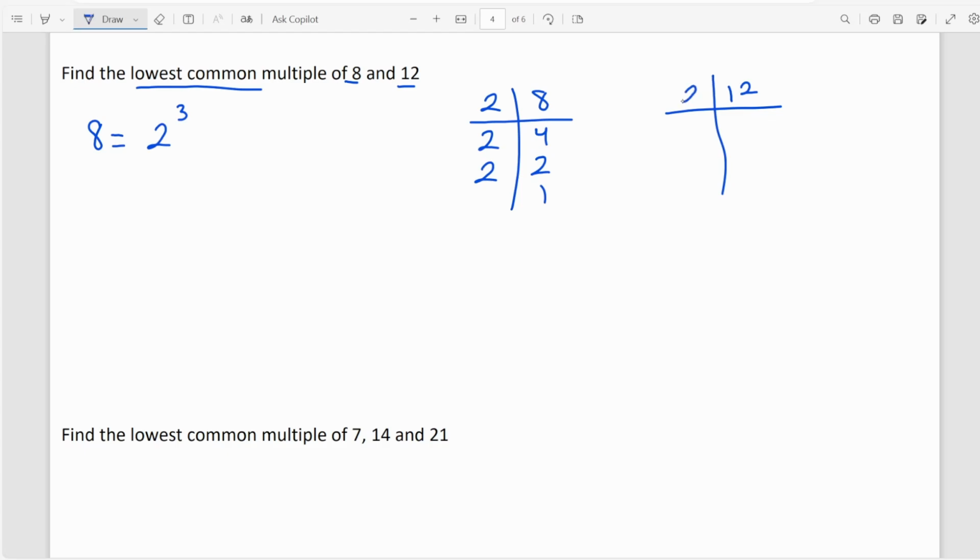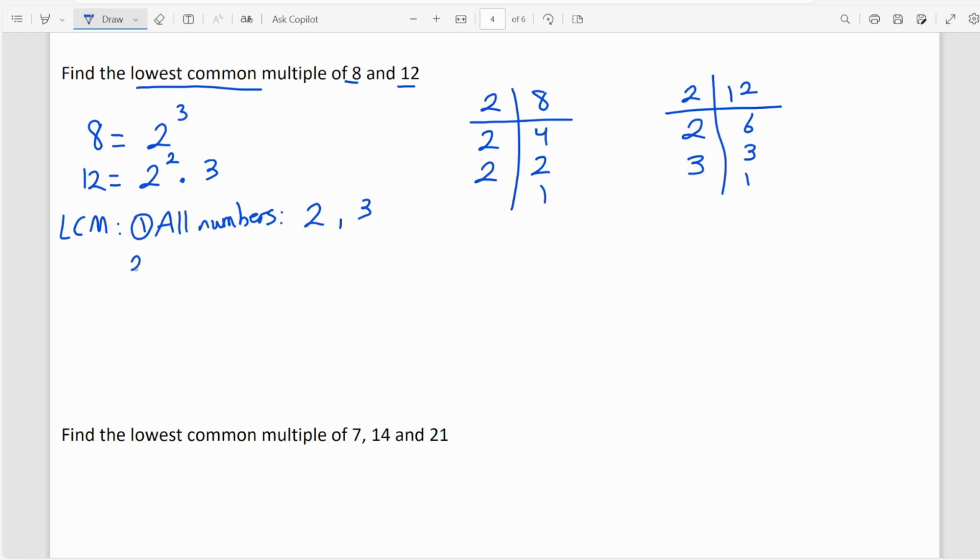Now for 12, divide this by 2, we get 6. Divide by another 2, we get 3. And divide by 3, we get 1. So 12 is equal to 2 to the power of 2 times 3. Now for the lowest common multiple, it's not like the HCF. In the HCF, we used to select the common. Here we select all the numbers. All right, so all the numbers would be 2 and 3.